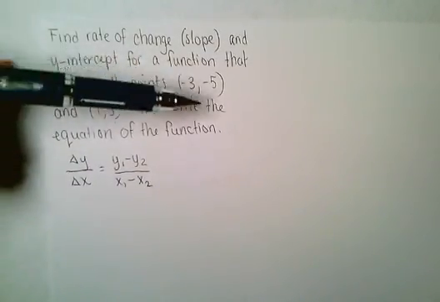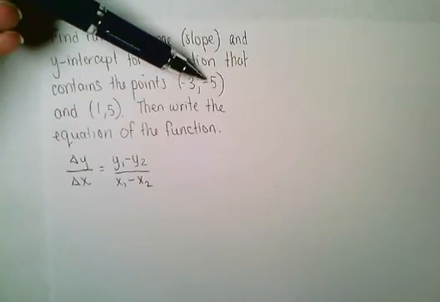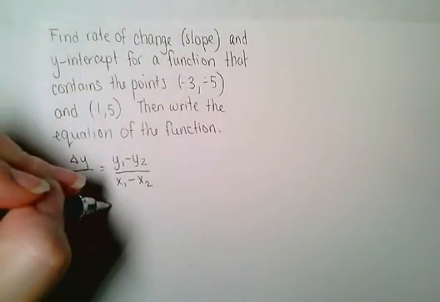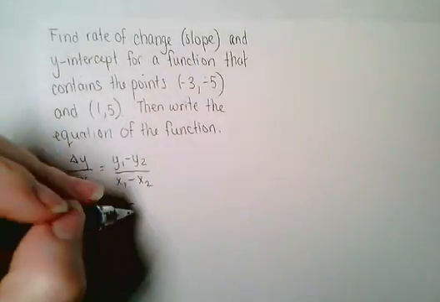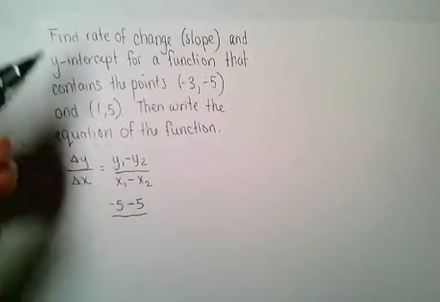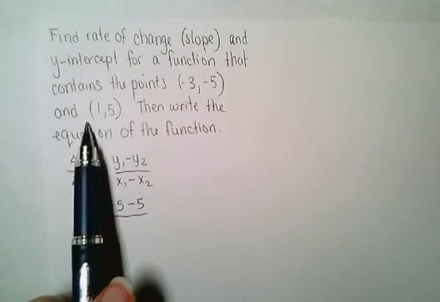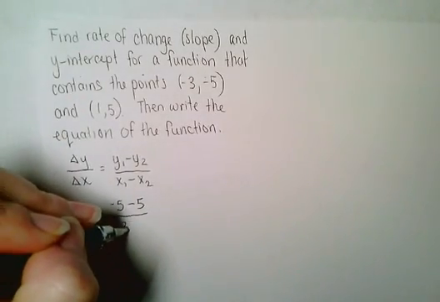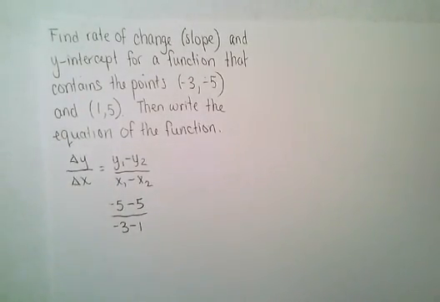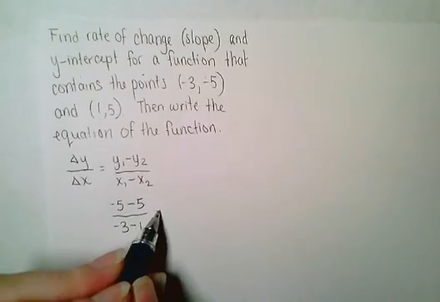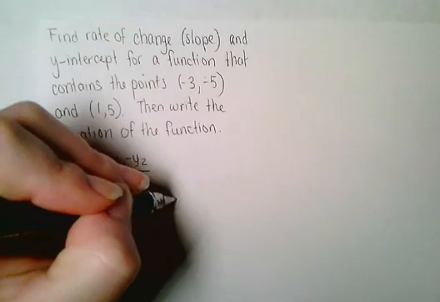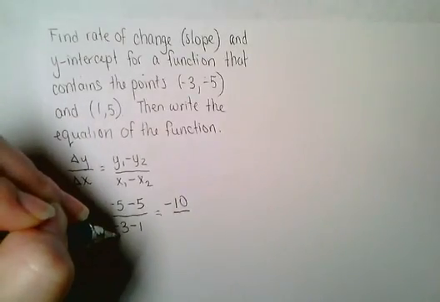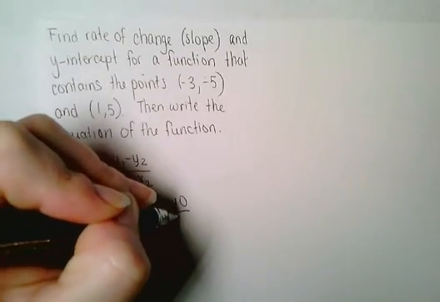So all I have to do is find my y values. My first y value is -5. And then from -5, I'm going to subtract 5. And then my x values, I have -3 and 1. So I'll subtract -3 minus 1. Now if I simplify this, I get -5, take away 5 gives me -10. And -3 minus 1 gives me -4.